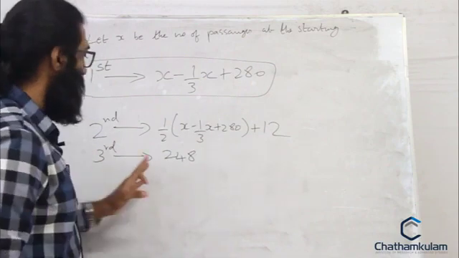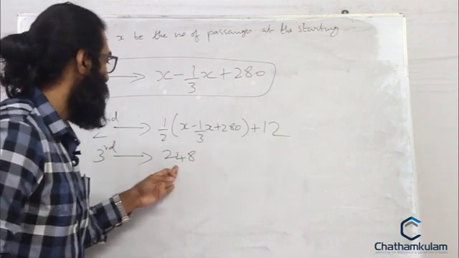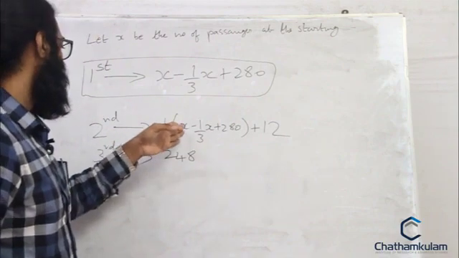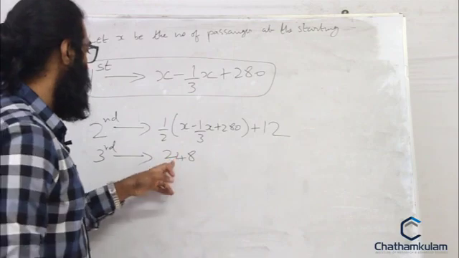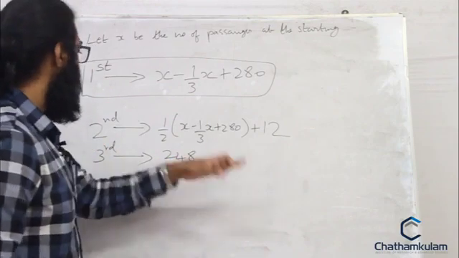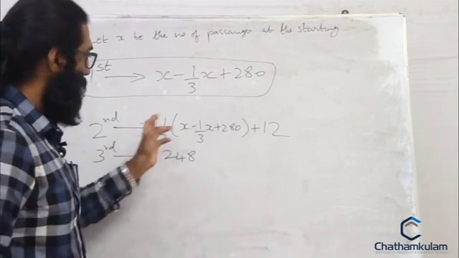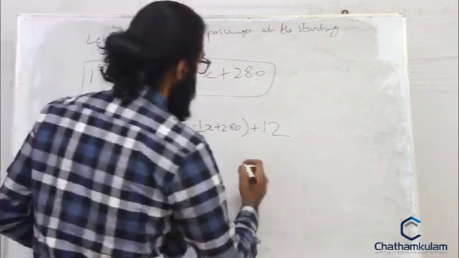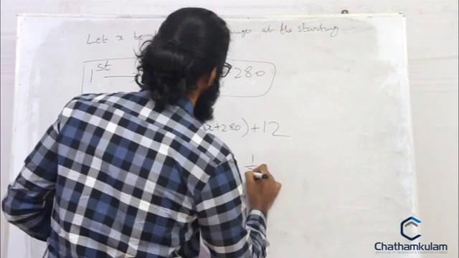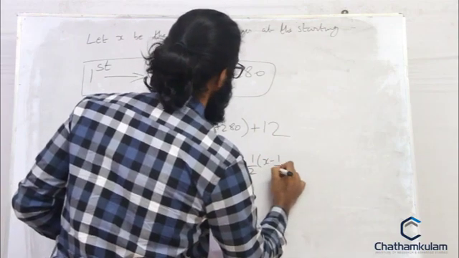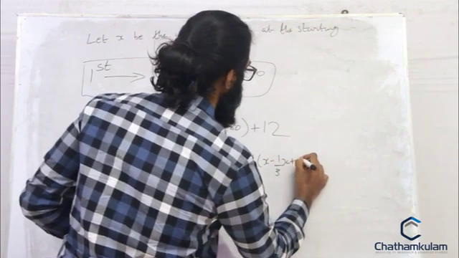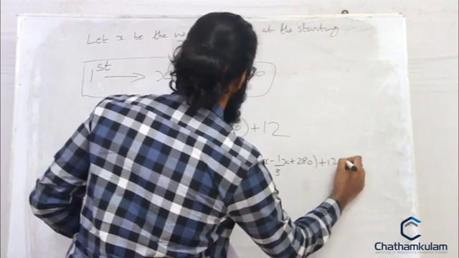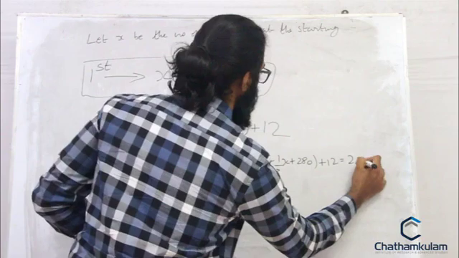In the third station, it was given in the question that the number of people is 248. So we can equate this equation and this equation. As the train has left the second station, the number of people was equal to this much. So we can equate these two. We get half of x minus 1 by 3x plus 280 plus 12 is equal to 248. Right.